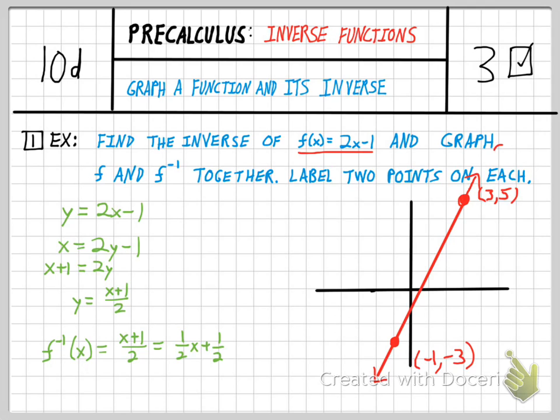Alright, here's the graph of my function f in red. Line whose slope is 2, whose intercept is (0, -1). I picked a couple points at random there. (3, 5) is on the graph. It also satisfies the equation. If I plug 3 into that function, I get 5 out. And (-1, -3) is another point on the function.